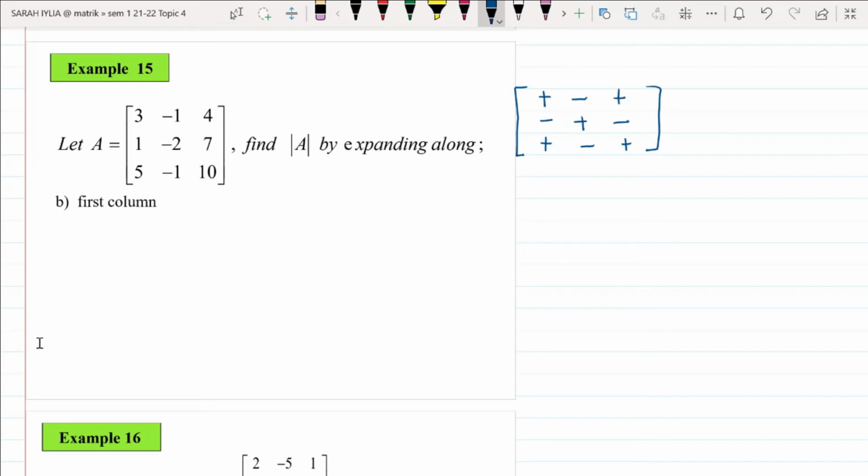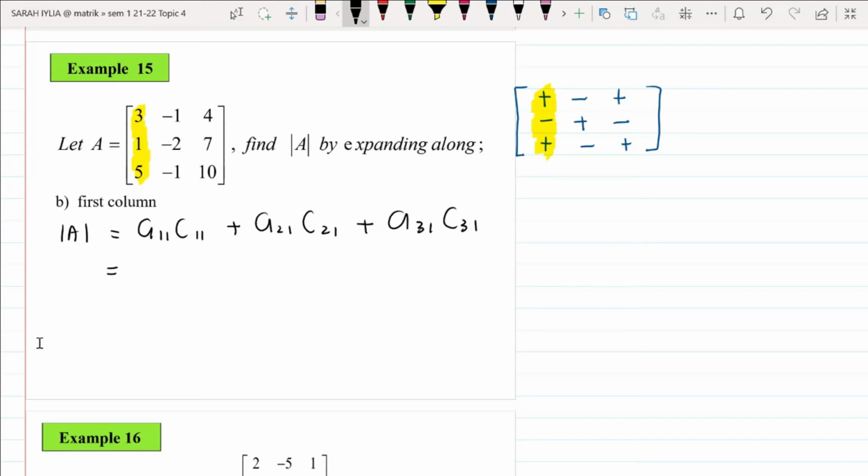Alright, so now soalan kita nak first column. So, saya highlightkan first column. We have 3, 1, 5. So, sign kita first column juga. Plus, minus, plus. Okay. So, start determinant. Maksudnya, kalau dia nak start dengan yang first column ni, dia akan ambil entry A11, C11. Plus with the second entry yang kat situ, dia akan jadi A21, C21. Sebab dia dah pergi second row, first column. And then last one, A31, C31.